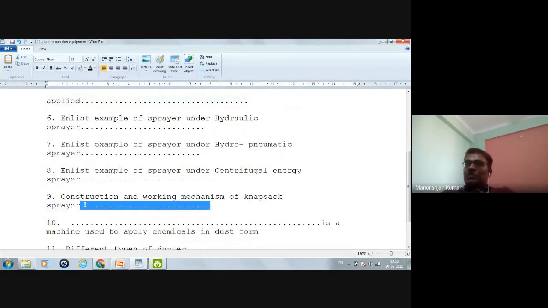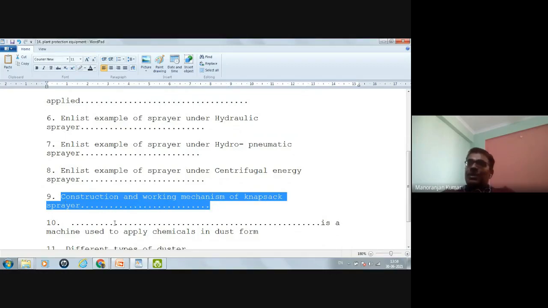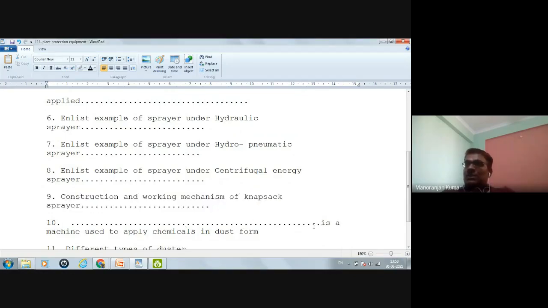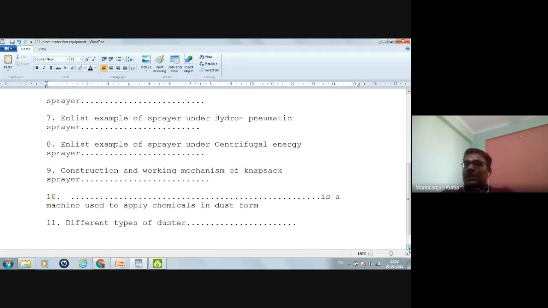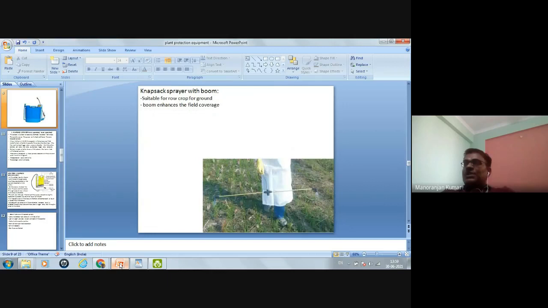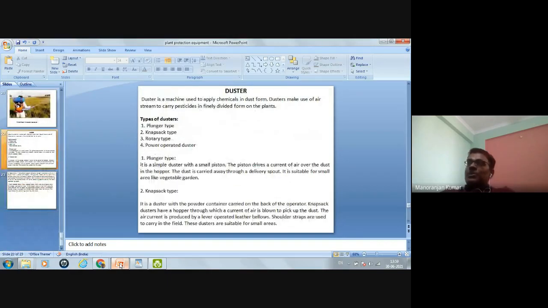We have discussed the construction and working mechanism of knapsack sprayer in the slide. Okay. The tenth question: a machine used to apply chemical in dust form. So the name is duster. Others: the different types of duster. There are four types of duster. In the slide we have seen these types of duster: plunger type, knapsack type, rotary type, power operated duster. These are the four types of duster you have to mention in this question.